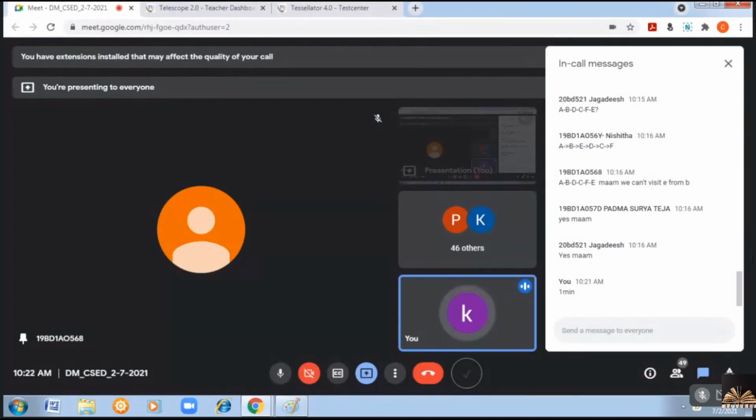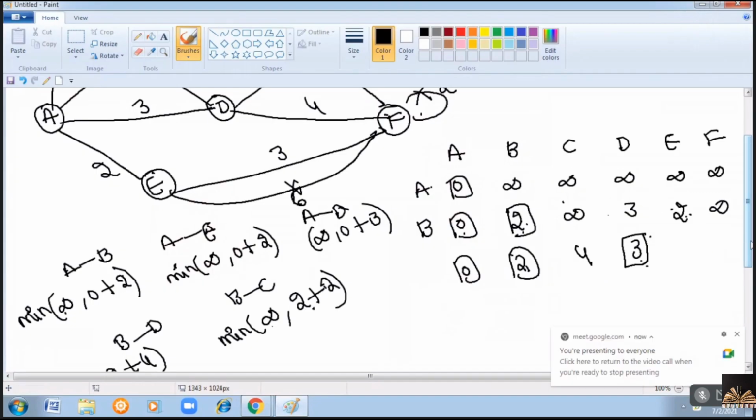Yes, 568, you are correct, ma. You cannot visit E from B. So you cannot choose that minimum value, right? So this will be 2 only. Among 4 and 3, you have to choose D. So after B, you have to visit D.